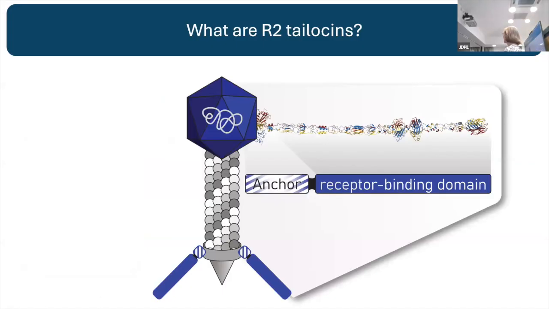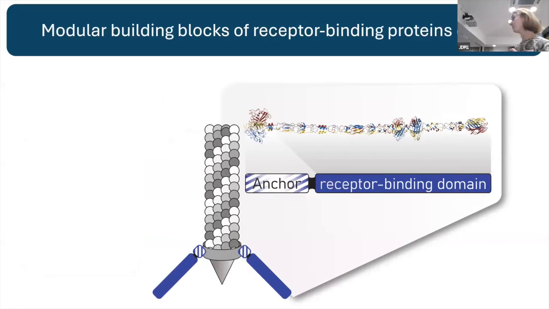Well, these R2 tailocins are similar to tail bacteriophages, but they lack a capsid and the genome. And in nature, they are produced by bacteria to kill, for example, nutrient-competing strains. And prior to the killing, it are the receptor binding proteins, which are responsible for the recognition of specific receptors on a bacterial cell wall.